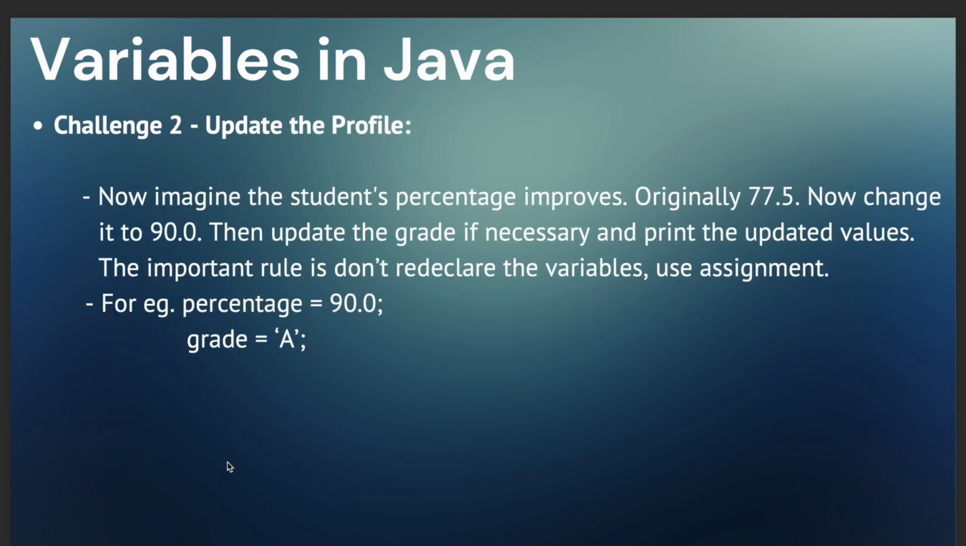Ready for the next one? Now imagine the student's percentage improves. Originally 77.5. Now change it to 90.0. Then update the grade if necessary and print the updated values. The important rule is don't redeclare the variables. Use the assignment operator. Example: percentage = 90.0 or grade = 'A'.